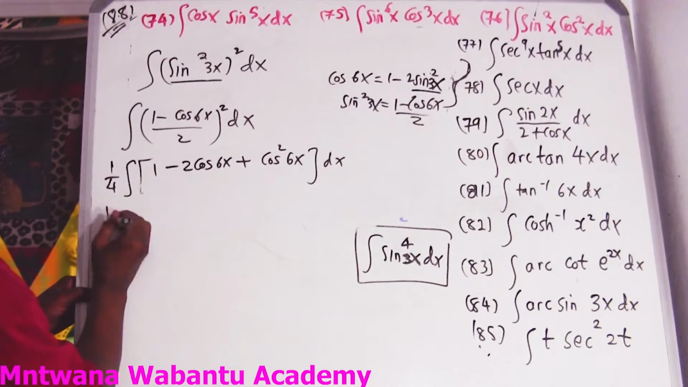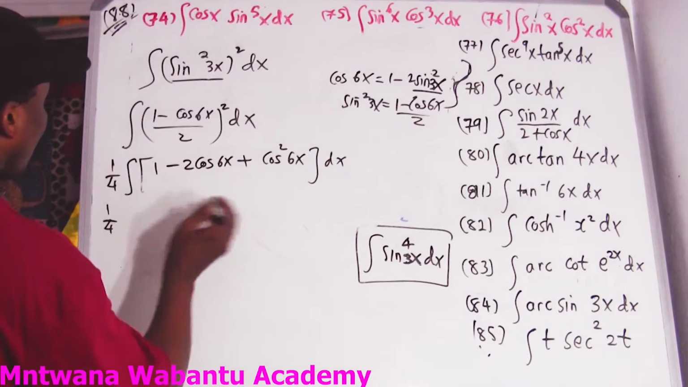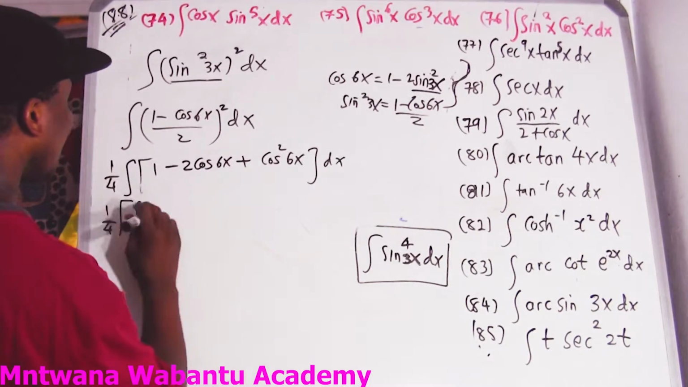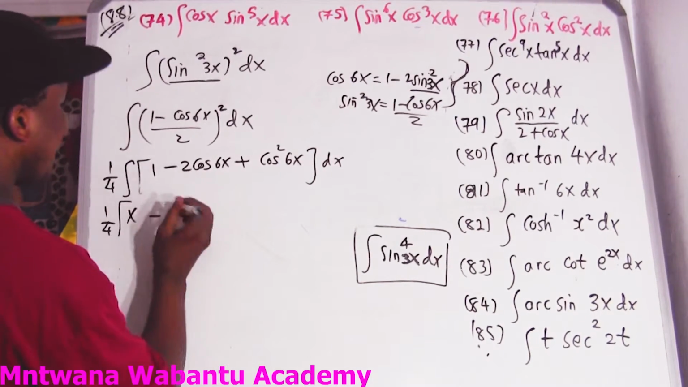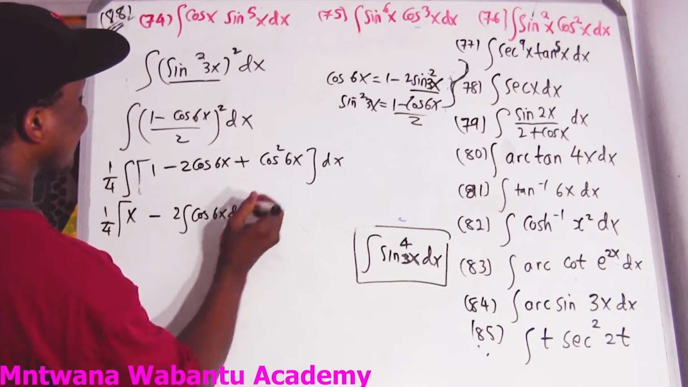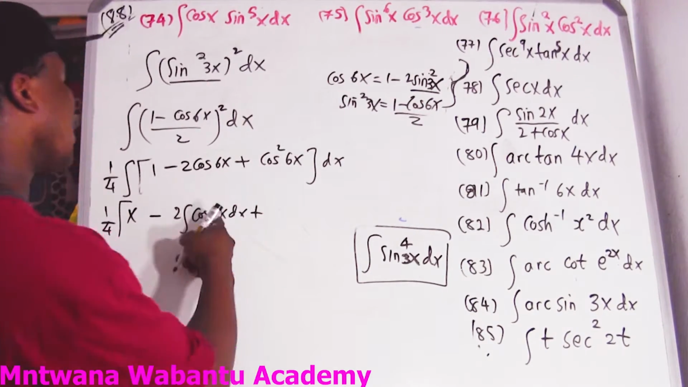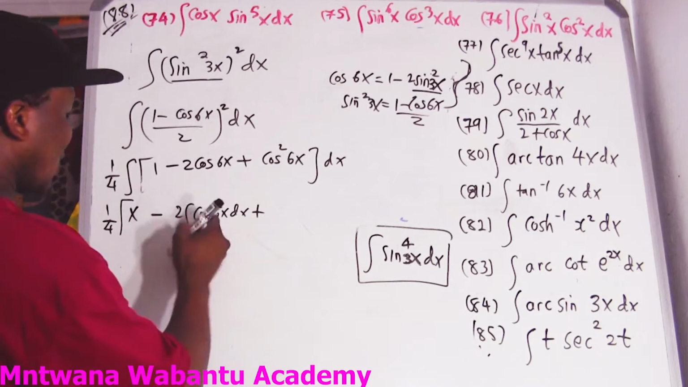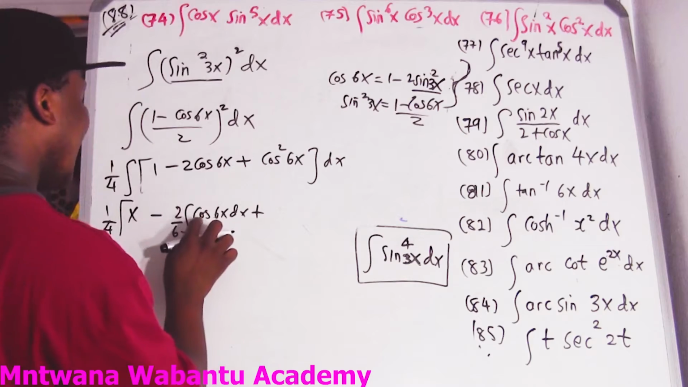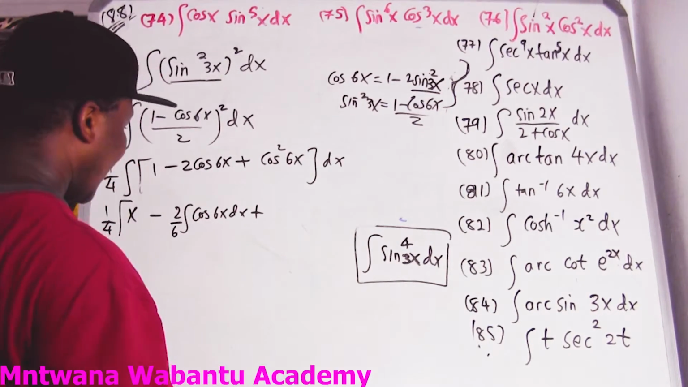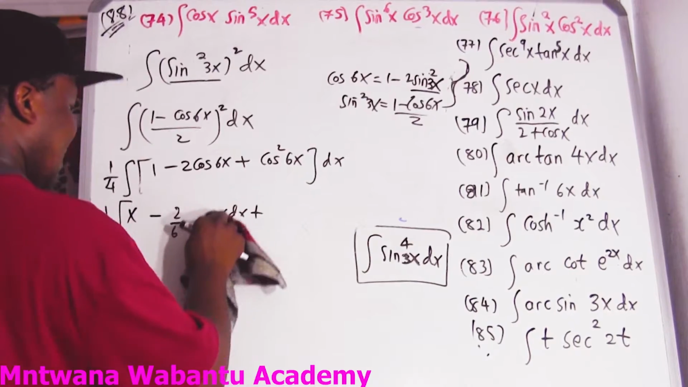So see, 1 over 4, okay, integral, and this is the integral of the first one, 1 dx, which is going to give us x, minus 2 integral of cos 6x dx. Now we go for the last one, plus, and this one I can get too, because I can just do it straight away, because when you integrate this, it's going to give us 6 at the bottom, and then when you integrate cos, you get sine 6x. So it's going to be just sine 6x.